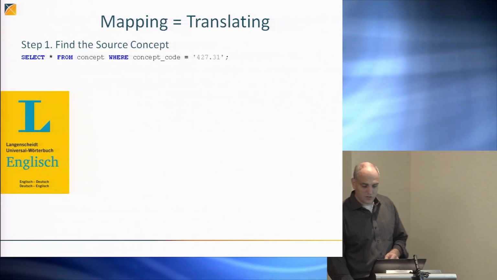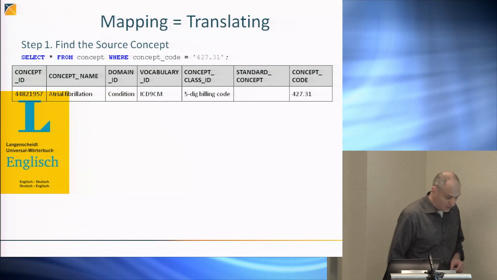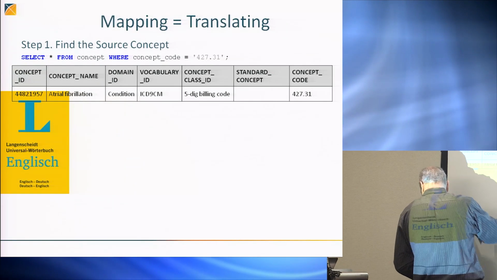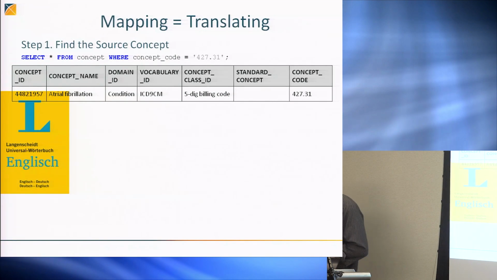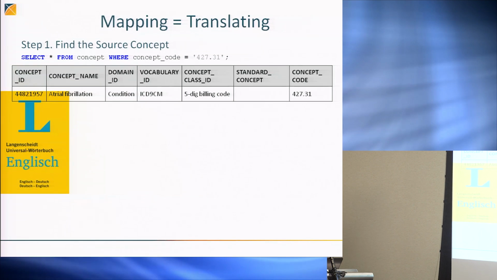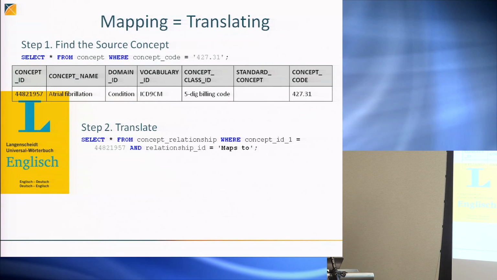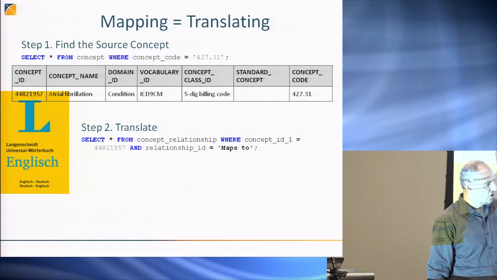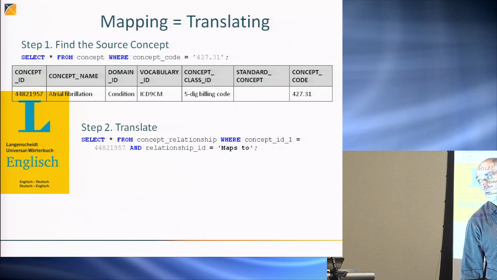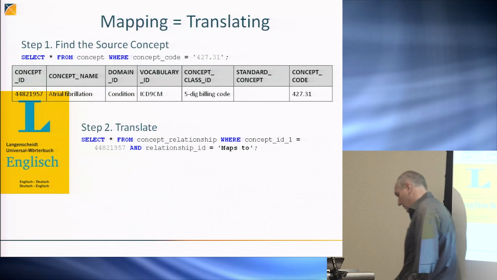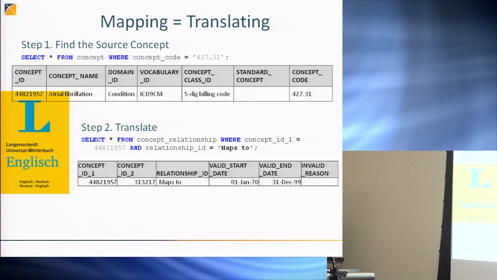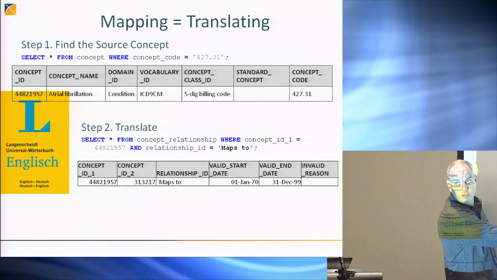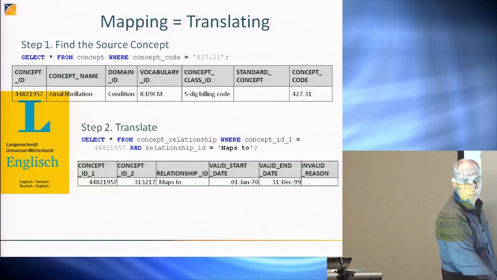So you have the source concept, and it's not a standard, and you say, Jesus, translate that thing for me. It's like skull, and so you put it into the translation table. And if you don't want to see all the other relationships, you say relationship ID equal to Maps to, and you get only the maps, the translations. And if you do that, this guy translates to our friend.